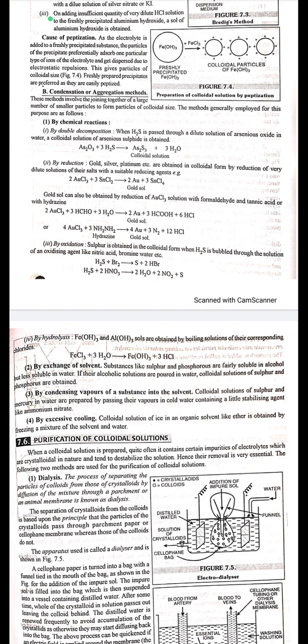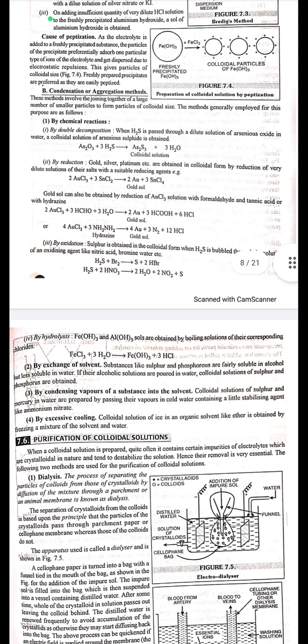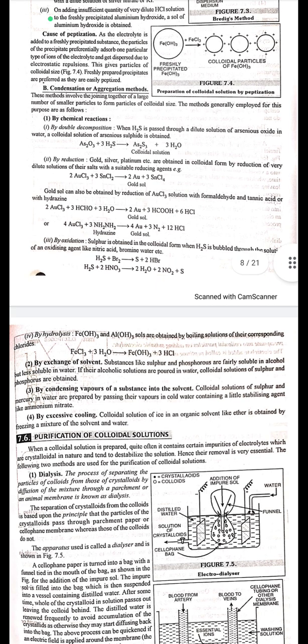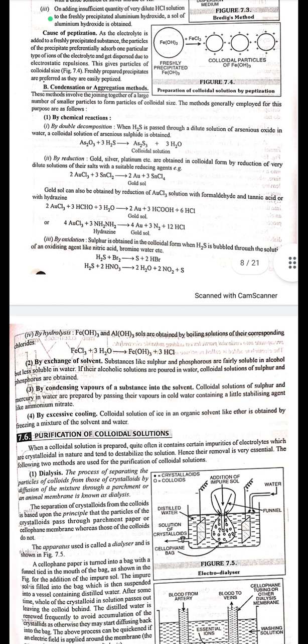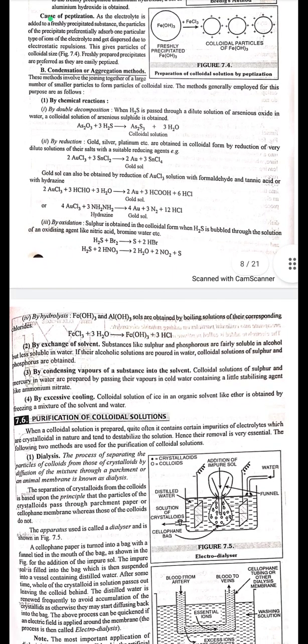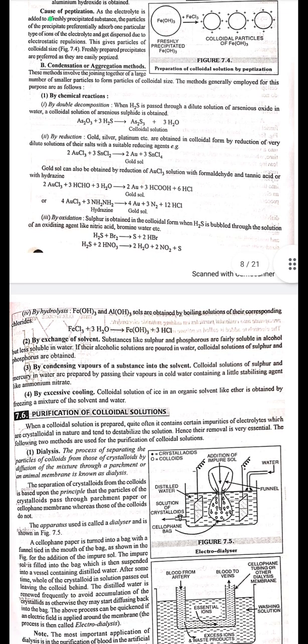By reduction, gold, silver, platinum, etc. are obtained in colloidal form by reduction of very dilute solutions of their salts with suitable reducing agents. 2AuCl3 plus 3SnCl2 gives 2Au plus 3SnCl4. Gold sol can also be obtained by reduction of AuCl3 solution with formaldehyde, tannic acid or with hydrazine. 2AuCl3 plus 3HCHO plus 3H2O gives 2Au plus 3HCOOH plus 6HCl. 4AuCl3 plus 3NH2NH2 gives 4Au plus 3N2 plus 12HCl.